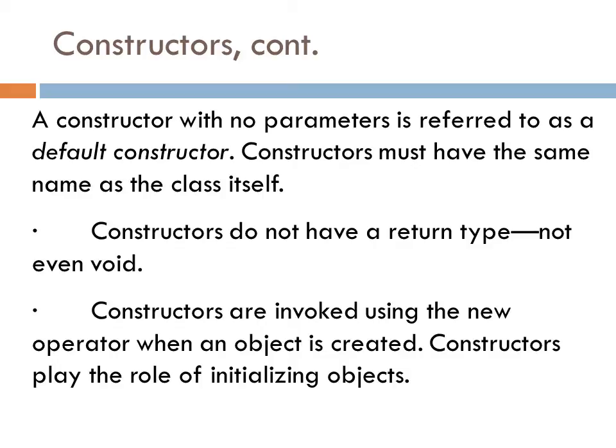A constructor with no parameters is referred to as a default constructor. Constructors have the same name as the class name. A constructor doesn't have a return type, not even void. Constructors are invoked with the new operator when an object is created.